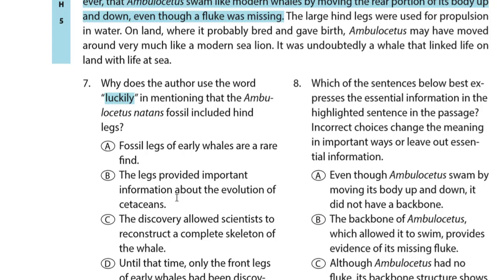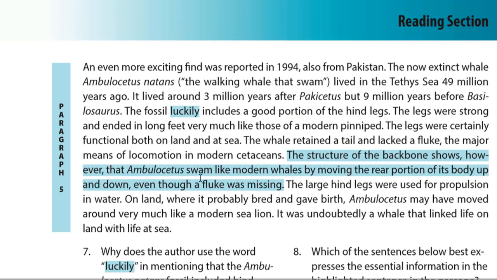The legs provided important information about the evolution of cetaceans. Let's go back and check. The fossil luckily includes a good portion of the hind legs. The legs were strong. These are the attributes, the advantages. The legs were strong and ended in long feet, very much like those of a modern pinniped. The legs were certainly functional both on land and at sea. The whale retained a tail and lacked a fluke, the major means of locomotion in modern cetaceans.